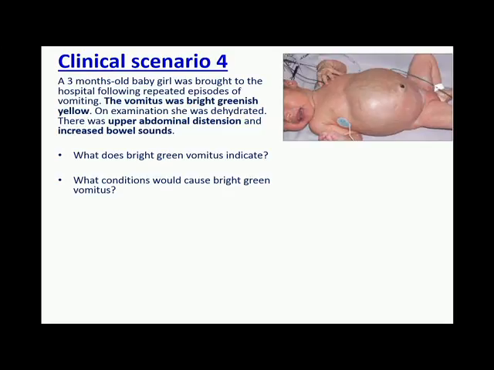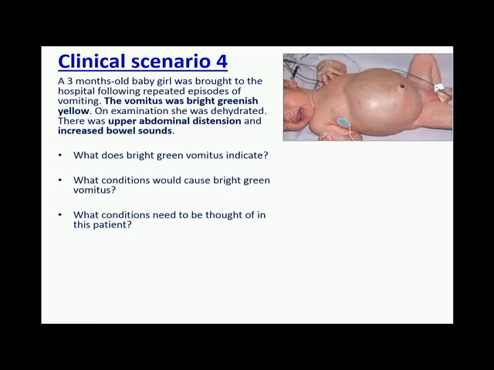If the obstruction is beyond the second part of the duodenum, where the bile duct drains in. If it is more proximal, nothing comes out, it is blocked. If the obstruction is just beyond that, close to the second part of the duodenum, there will be a build-up of biliary fluid in the duodenum and the stomach, and then they vomit it out. So bilious vomiting indicates obstruction distal to the second part of the duodenum.